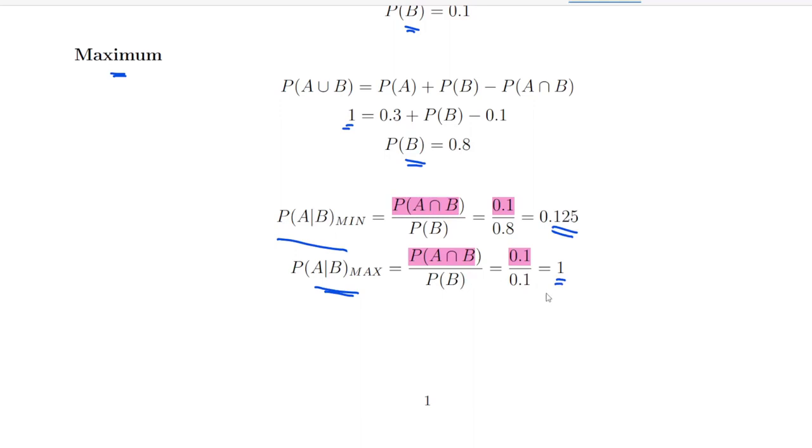That is the largest possible value of A given B, given the information we were given. But again, just to highlight, the lowest possible value of A given B, given the information we were given, is 0.125. Okay, we'll leave it there.